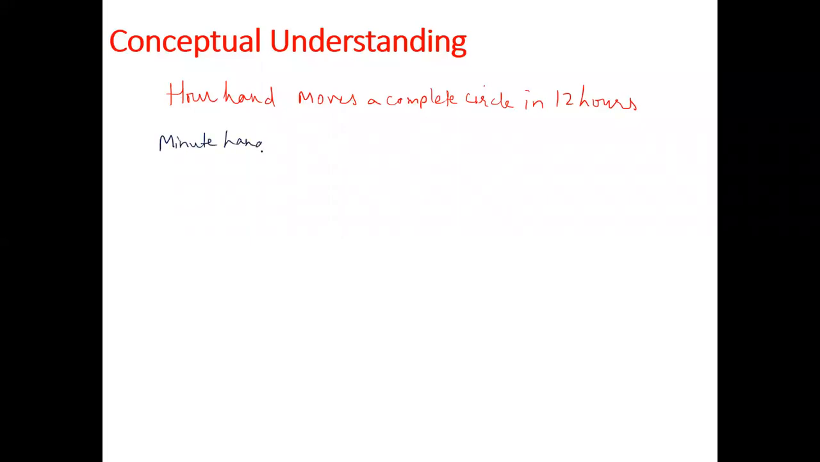First of all, let us try to understand the conceptual understanding. The hour hand moves a complete circle in 12 hours, while the minute hand moves a complete circle in 1 hour. So let us find out the speed of each of these.